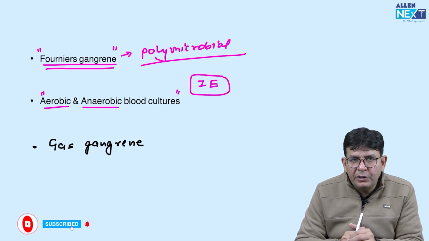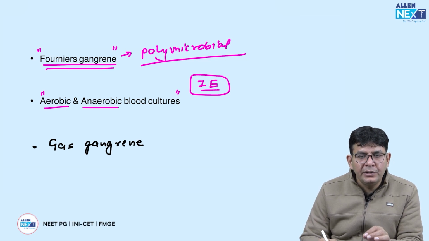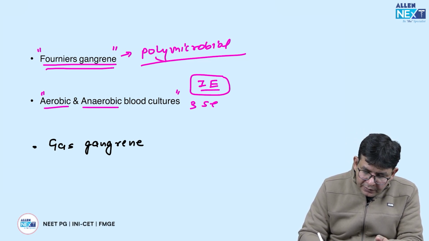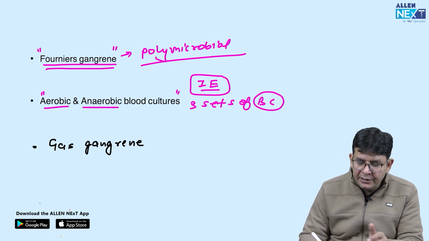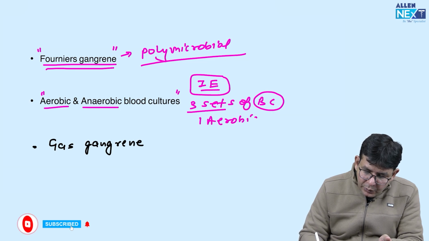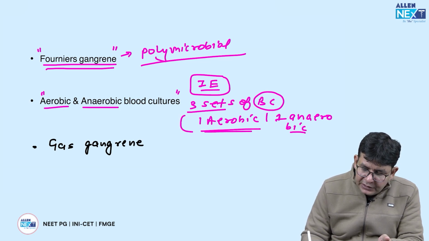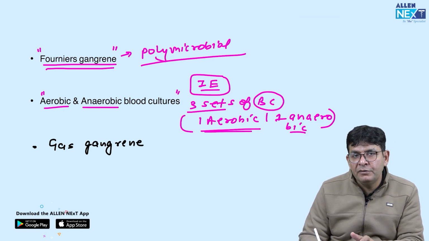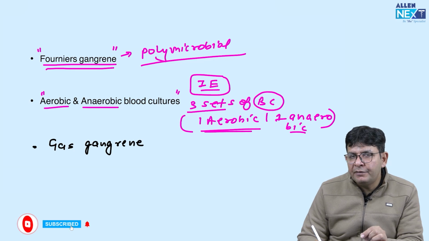So for this, I want to end up the controversies and all, and I'd like to tell you, in total you take 3 sets of blood culture. For infective endocarditis, 3 sets of blood culture are taken. Every set has 1 aerobic and 1 anaerobic culture, and these cultures should be taken from different sites 1 hour apart, because there is an intermittent bacteremia in infective endocarditis.